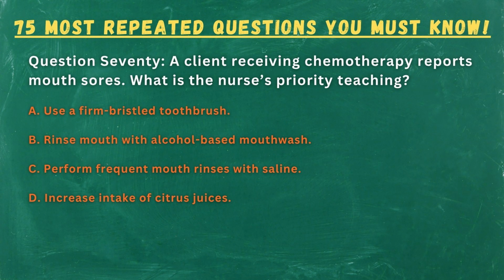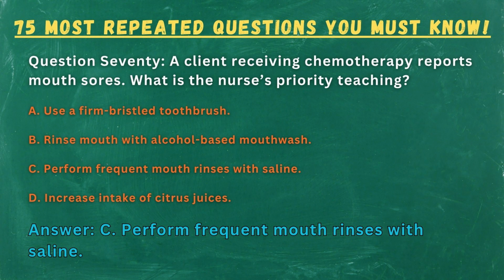Question 70. A client receiving chemotherapy reports mouth sores. What is the nurse's priority teaching? A. Use a firm bristled toothbrush. B. Rinse mouth with alcohol-based mouthwash. C. Perform frequent mouth rinses with saline. D. Increase intake of citrus juices. Answer: C. Perform frequent mouth rinses with saline.